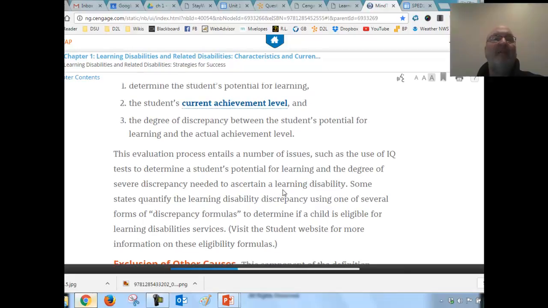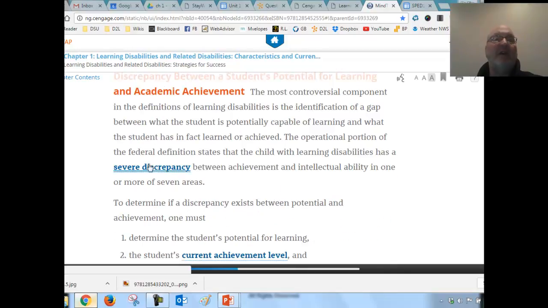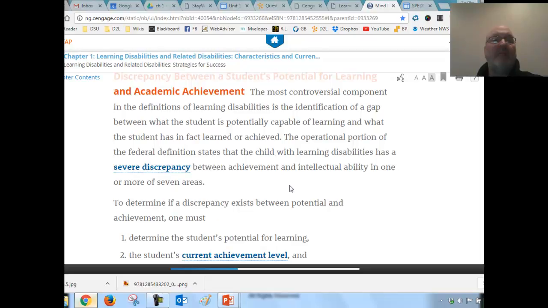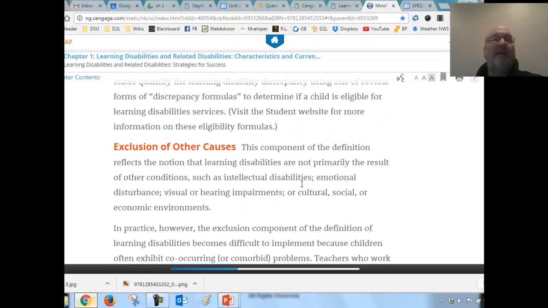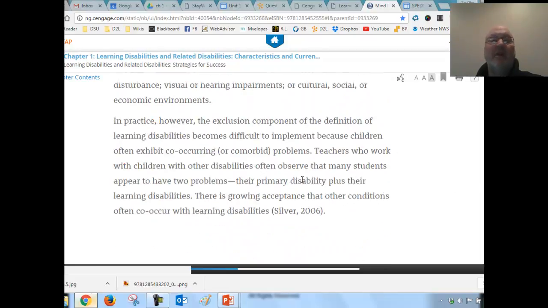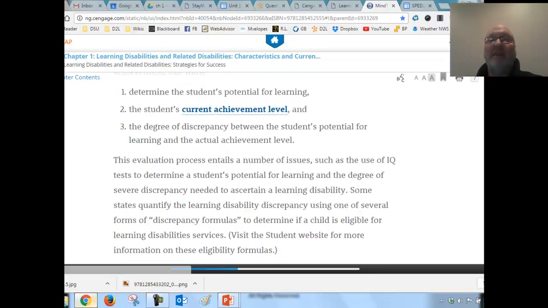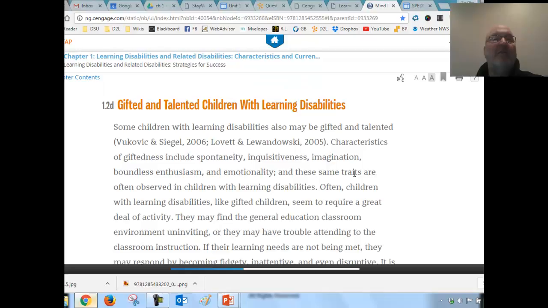Okay. And here, this gives a nice explanation of what this discrepancy model is. My textbook looks like that. And this has to be a significant difference. Okay, and there's your exclusion of other causes. So don't bring all this in. Read this, give it a one-line summary or something like that to help you remember what we talked about.